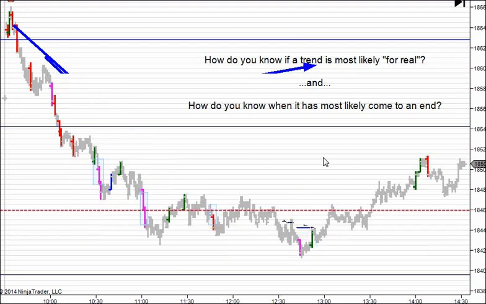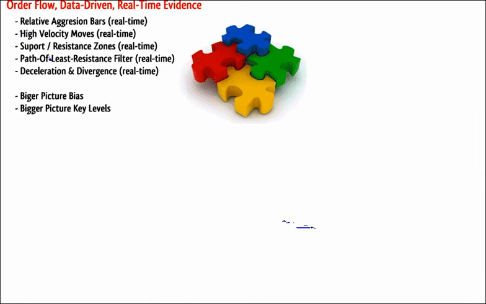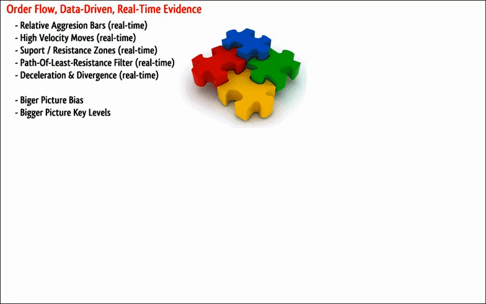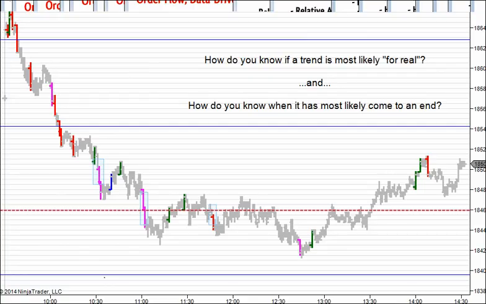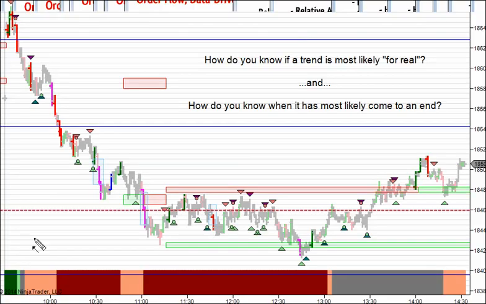Let me throw the rest of the pieces of the evidence back on again. I'm showing relative aggression, at least the level 2 and level 3 and the high velocity. We can also look at the support resistance zones that are real time, the filter that's in real time, and then these decelerations that are in real time as well. Those can help you make even better sense of what's going on. So let me show you that. Okay, so I've put the other pieces of the software back on.